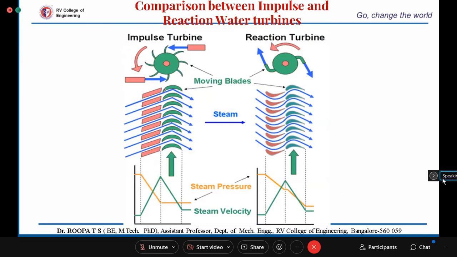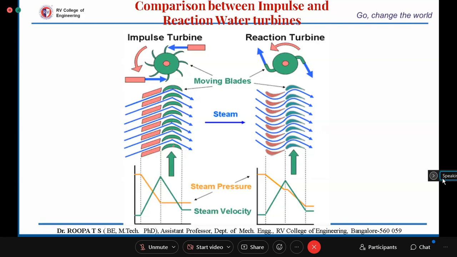Here we have a uniform cross section of the blades, whereas here we have the aerofoil structure. In a reaction turbine, we have fixed blades and moving blades arranged in an alternate fashion. These are called fixed blades, and these cream colored ones are moving blades. As you can observe, there is no nozzle provided here, but here we have a nozzle, and these moving blades.